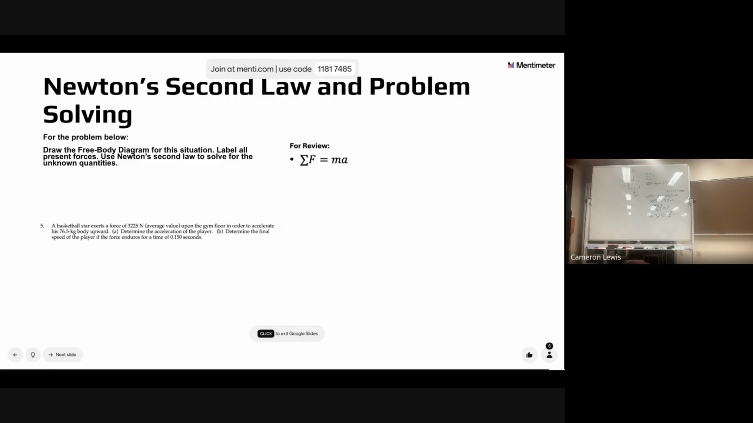They tell us in the second part, determine the final speed of the player if the force endures for a time of 0.15 seconds. Now, there are two ways to go about it. They want the final speed. So first, speed is a what? It's a scalar, measured in distance over time. So do they really care about the direction? They don't really care about the velocity. They just want the final speed, just the quantity, right?